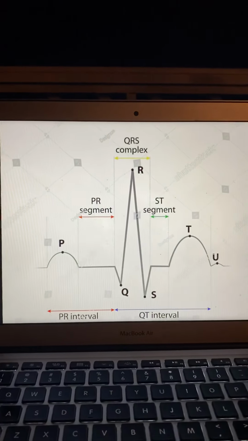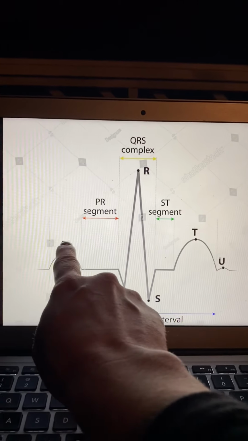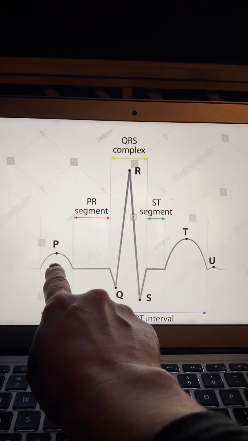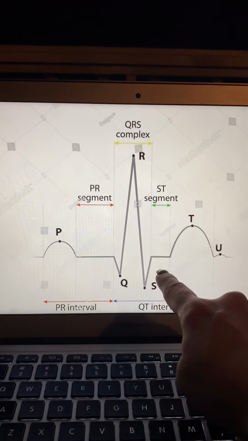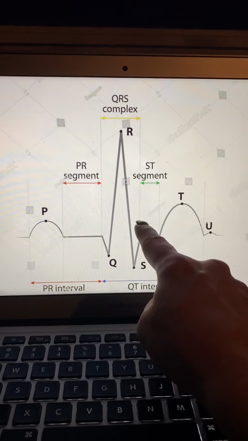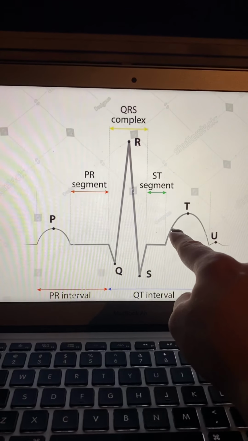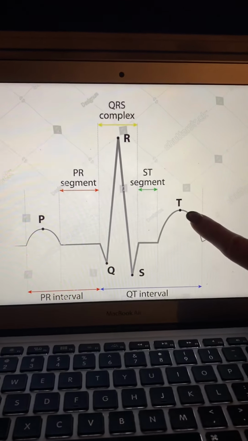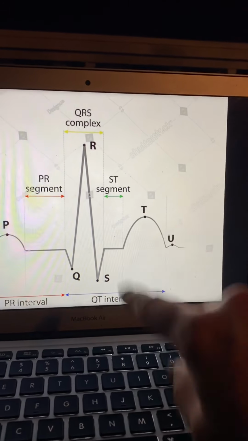So like I said right here, you have the start of your atrial contraction, so you have your P wave. You have your PR segment, which we talked about was the atrial depolarization to the ventricular depolarization. You have your QRS, which signifies that your ventricle is contracting, it's depolarizing. You have your ST segment, which is the end of ventricular depolarization and the start of ventricular repolarization, so it's starting to rest. And then at your T wave is when your ventricle is repolarizing, or it's resting.